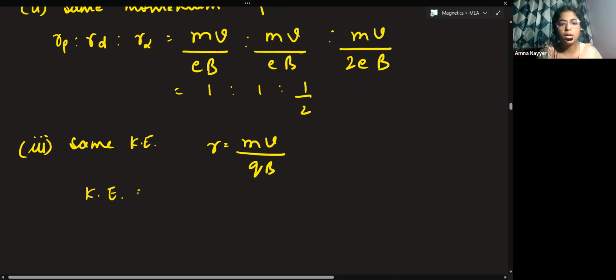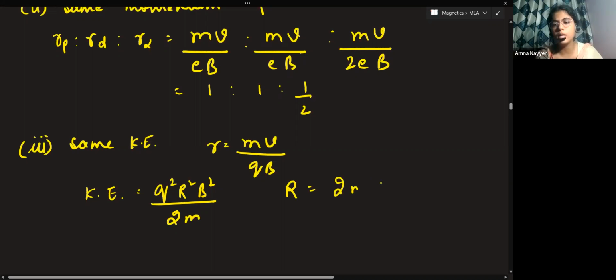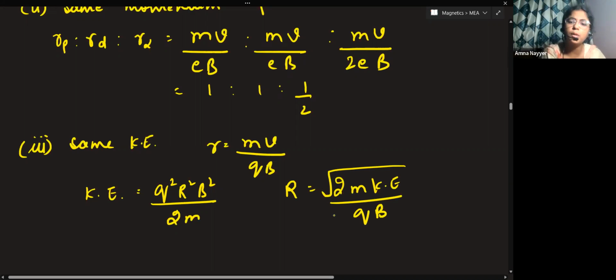Kinetic energy is what? You can use that formula of kinetic energy also, but it's better if you write the whole thing from here. The formula of kinetic energy is q square r square B square divided by 2m. From here also you can calculate the value of radius. So the radius will be under root of 2m into kinetic energy divided by qB. The under root will be there because Q square B square will get cancelled. So this will be the formula.